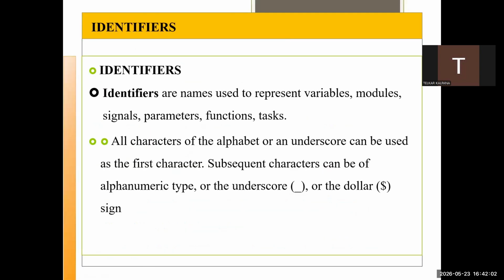Coming to identifiers, these are the names given to the variables, the module signals used in the module, the parameters, the functions, and different tasks that we are going to use. We can identify all of these using an identifier. All the characters of the alphabet or an underscore can be used as the first character for identifiers.